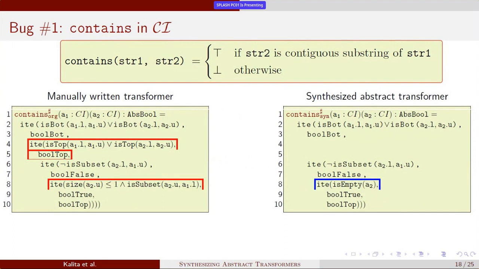There are 2 transformers I have shown, one with the red boxes and one with the blue boxes. The red boxes one is the manually written transformer, and the right one is the synthesized transformer. In these 2, lines 4 and 5 in the left box show the precision bug, and line 8 shows the soundness bug. Now, the concrete operator contains takes 2 strings, string 1 and string 2, and it returns true if string 2 is a contiguous substring of string 1. Otherwise it returns false.